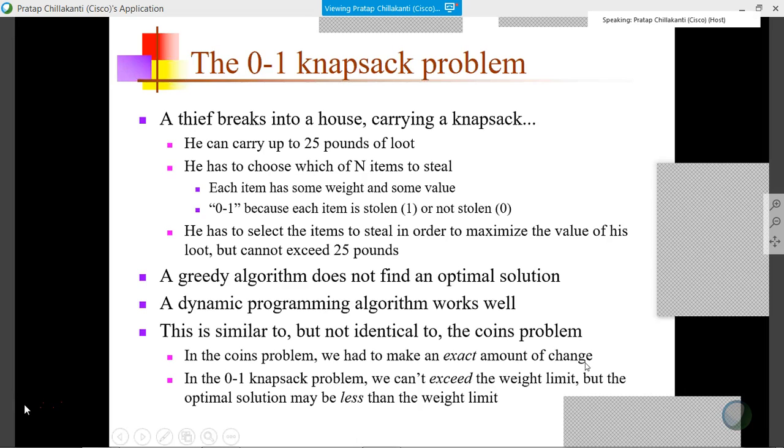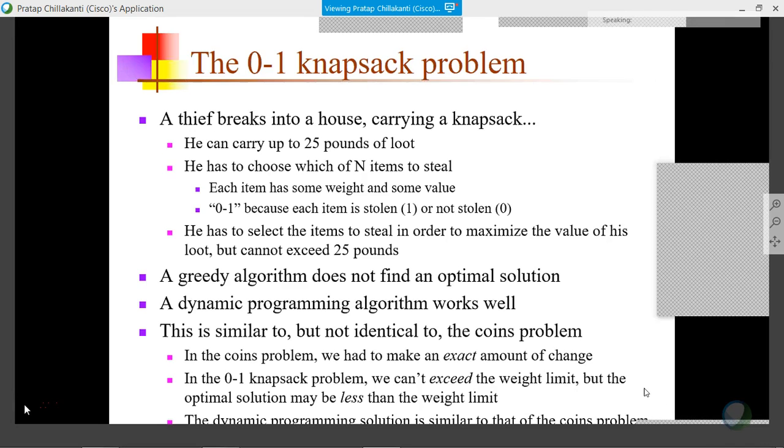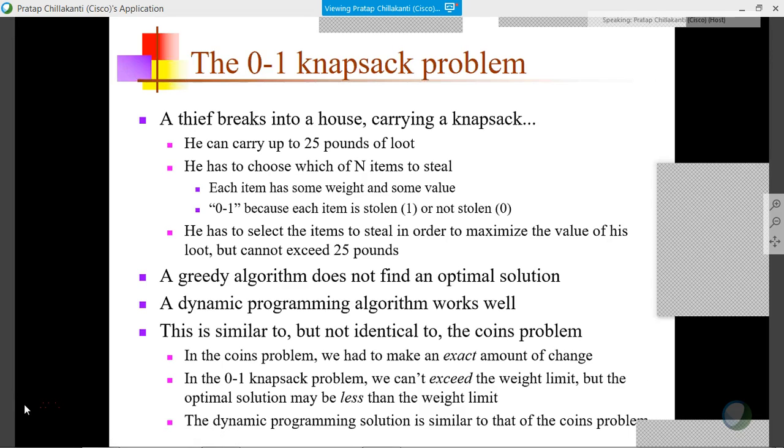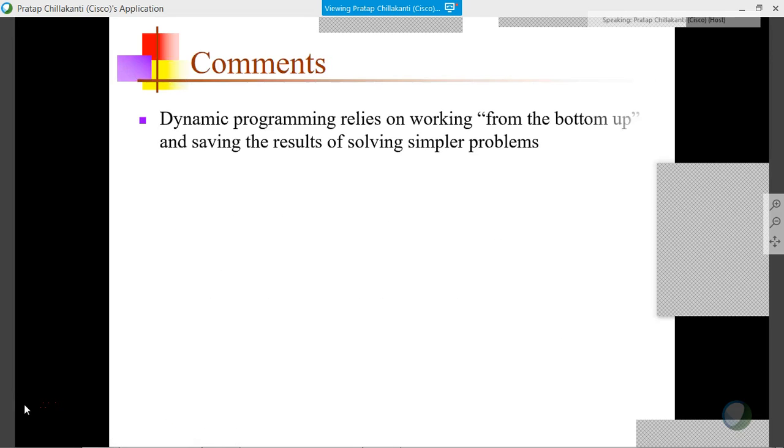So coin problem, we have to make exact amount of change, as you know. In 0-1, we said we cannot exceed the weight limit. Okay. Let's see how it solves. I do not know how it solves. Yeah, I don't have anything more on that, I think.